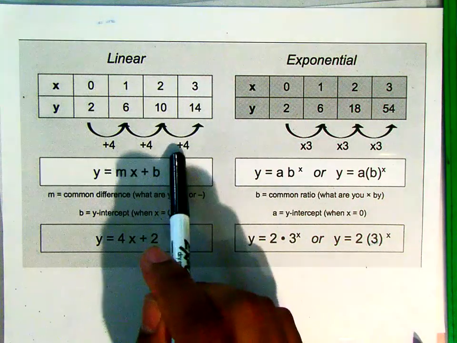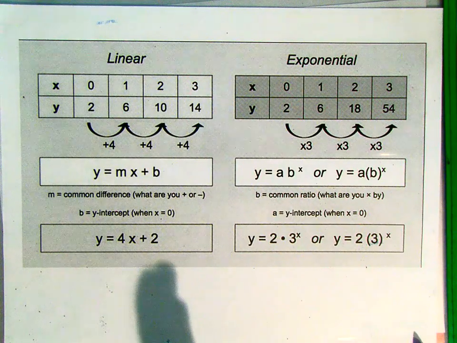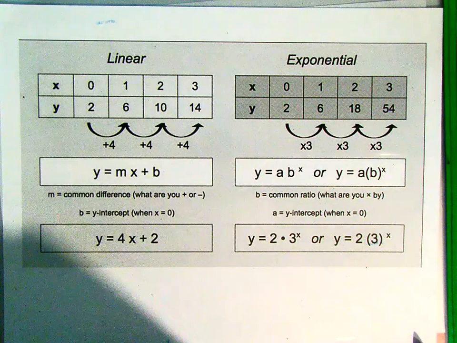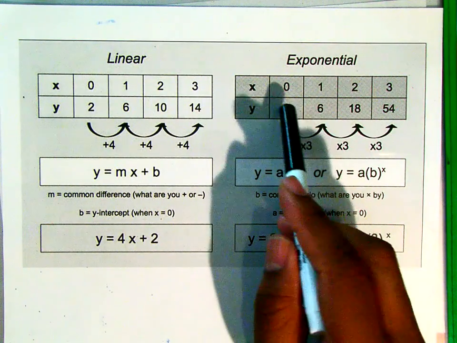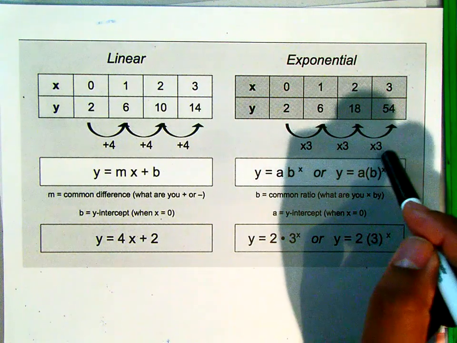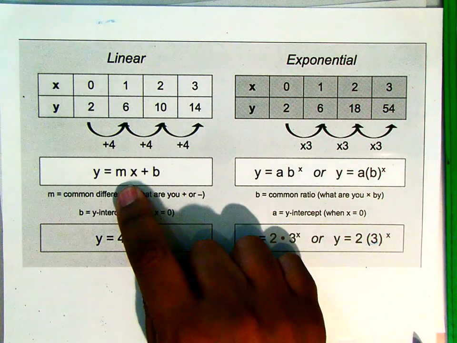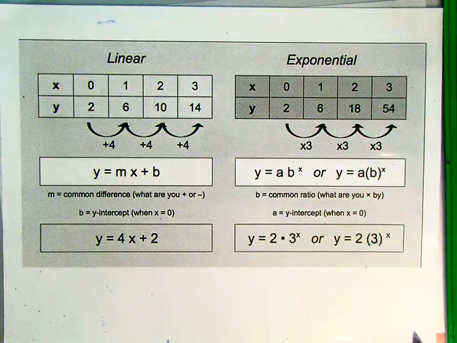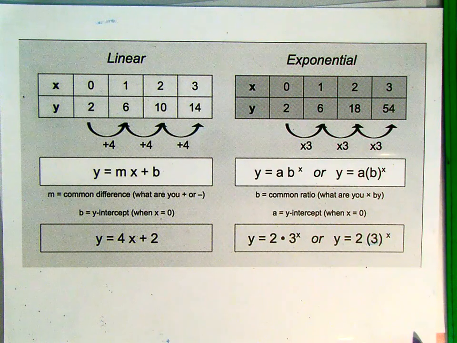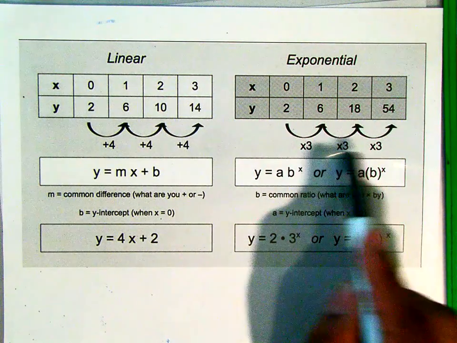Exponential, instead of adding, it's multiplication. The difference between each x value is 0 to 1, 1 to 2, 2 to 3, and the output is a multiplication. So 2 times 3 will get us 6, 6 times 3 gets us 18, and 18 times 3 will get us 54. The way that goes up is with an exponent. If you've ever heard the term exponential growth, notice how quick it goes up when you're multiplying there.